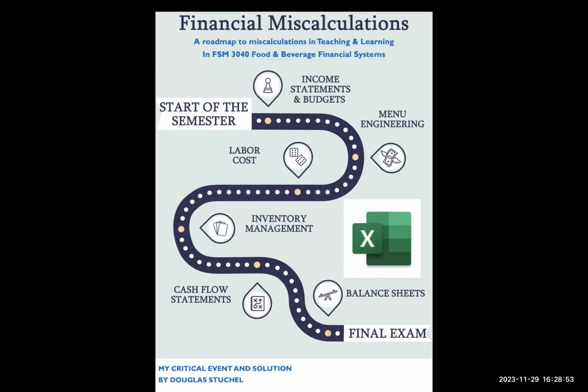The title of this presentation is Financial Miscalculations: A Roadmap to Miscalculations in Teaching and Learning, and FSM 3040, Food and Beverage Financial Systems. FSM 3040 is a course I just recently started to teach, but find myself having 3 to 4 sections now a semester.